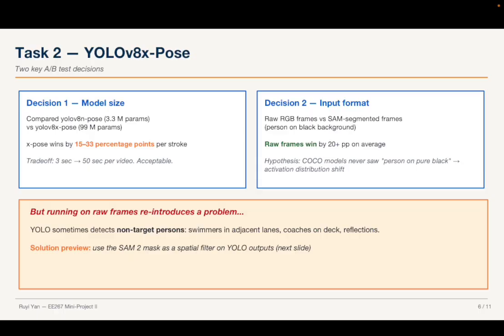However, raw frames reintroduce a problem. YOLO sometimes detects non-target persons: adjacent lane swimmers, coaches, reflections. So I need the detection accuracy of raw frames and the precision of segmentation simultaneously. That tension motivates the next slide.